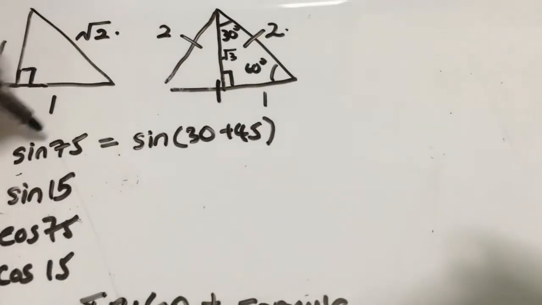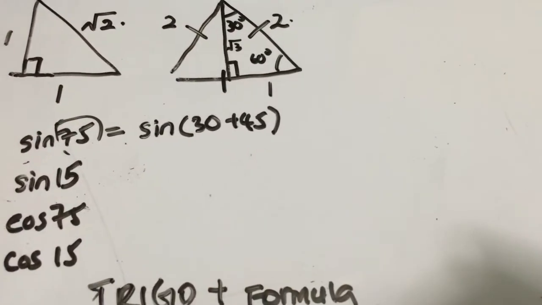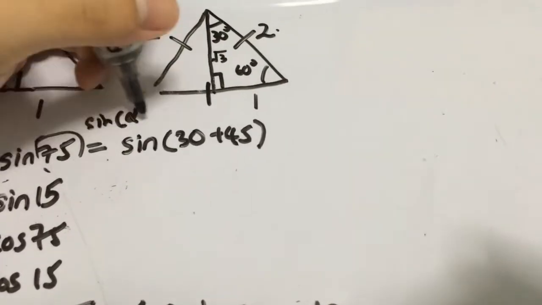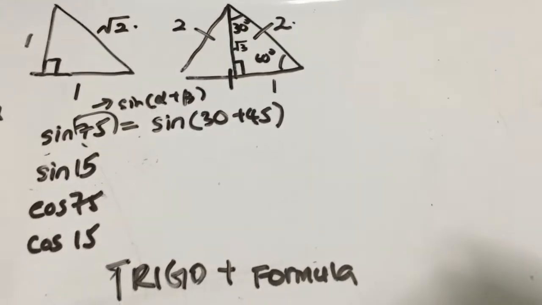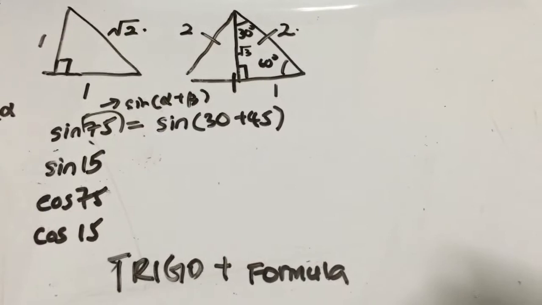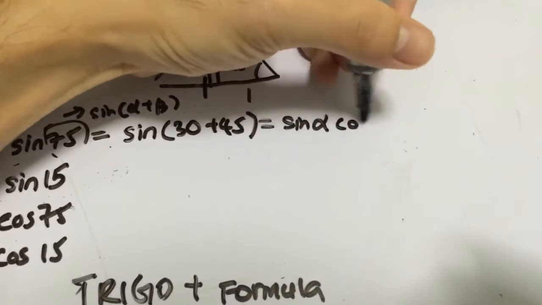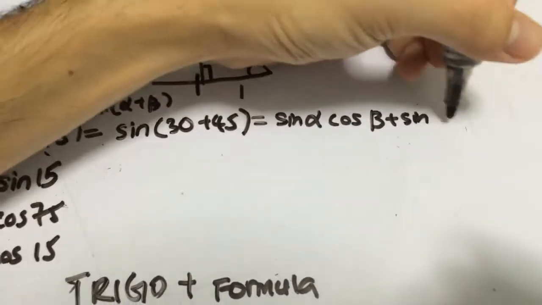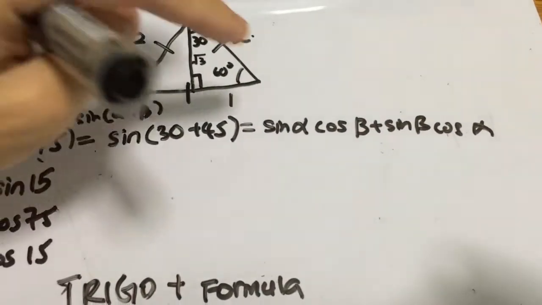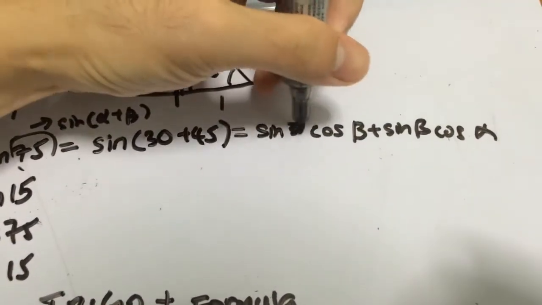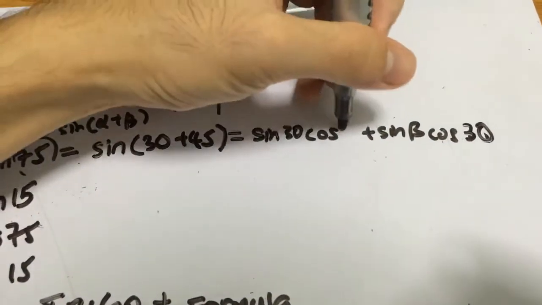The first thing that you do is to convert this into alpha and beta, so you have sine of alpha plus beta. Let's treat alpha as 30 and beta as 45. After which we follow this formula, which is sine alpha cosine beta plus sine beta cosine alpha. We know that alpha is 30, so we substitute alpha as 30 here, and beta is 45.